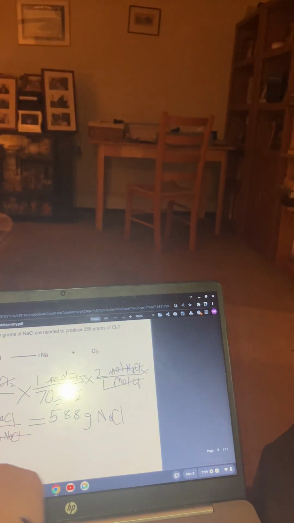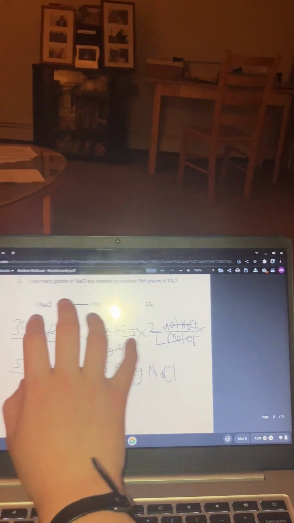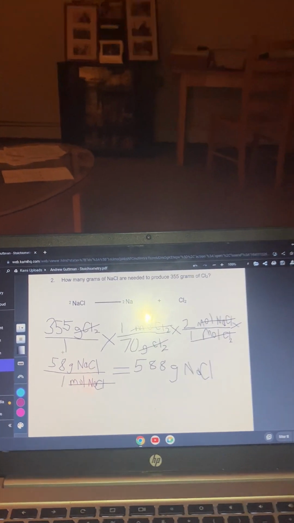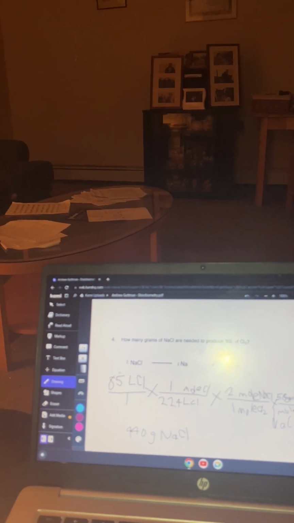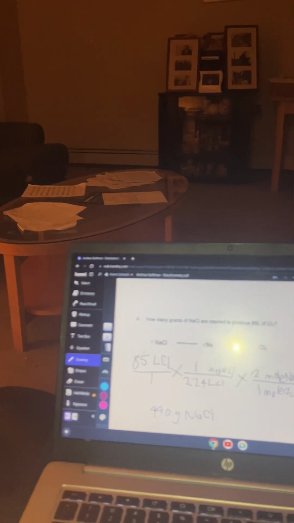This is another stoichiometry problem. Again, the hardest type because you have to find out the ratio. But it's not as bad with NaCl as compared to something like KClO3. Now, this is liters. So you have 85 liters of chlorine. And how many grams of NaCl are needed? So you put that over 1.